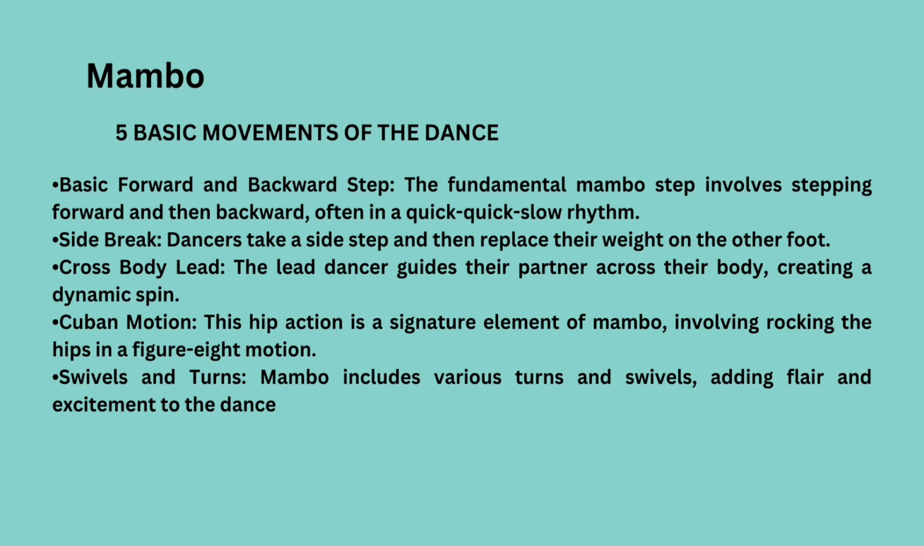Five basic movements of the dance. Basic forward and backward step. The fundamental mambo step involves stepping forward and then backward, often in a quick, quick, slow rhythm. Side break. Dancers take a side step and then replace their weight on the other foot. Cross body lead. The lead dancer guides their partner across their body, creating a dynamic spin.